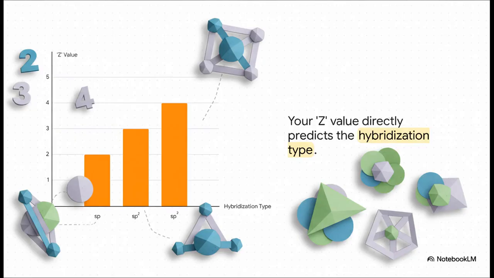And once you've got your Z value, the rest is just a lookup table. It's that easy. If Z equals 2, the hybridization is sp. If Z equals 3, it's sp squared. And if Z equals 4, you've got sp3 hybridization. This one little number tells you everything you need to know.